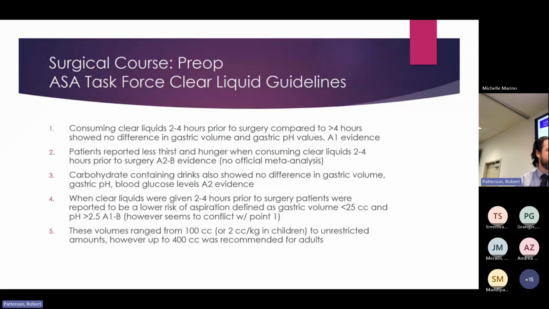The biggest emphasis here, though, is that there was no superiority and no harm between the two studies. And these volumes range from 100 cc's or 2 cc's per kilogram in children to unrestricted amounts in adults. However, for full safety measure, currently about 400 cc's is recommended preoperatively.